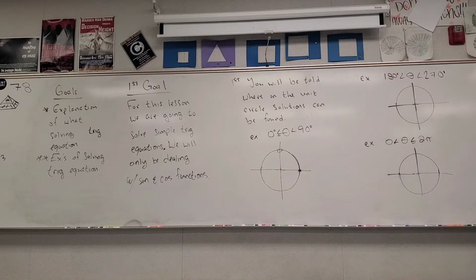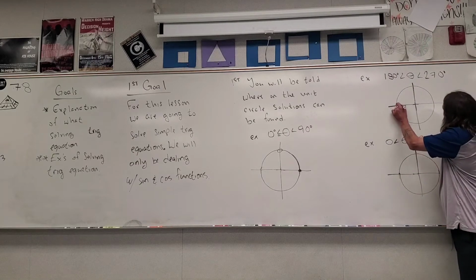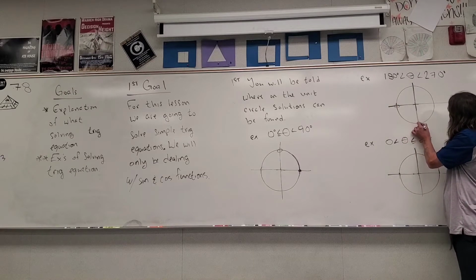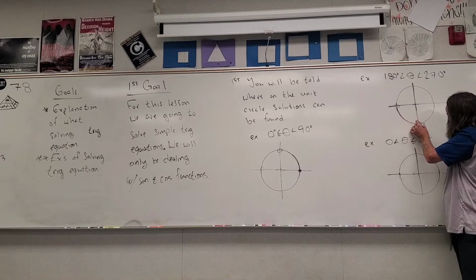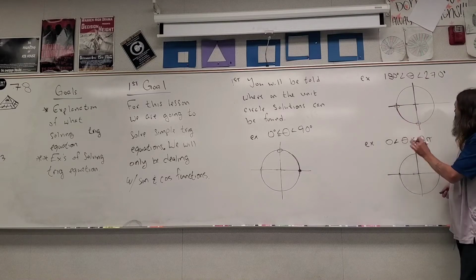I could also restrict it like so: 180 degrees less than theta less than 270 degrees. So we would be looking for solutions not at 180 degrees, not at 270 degrees, but at any point in between. So the solutions have to lie in there.